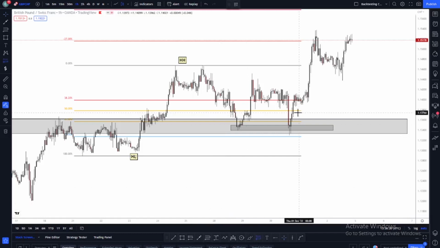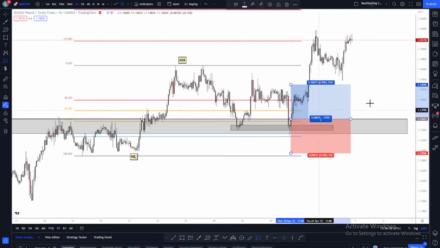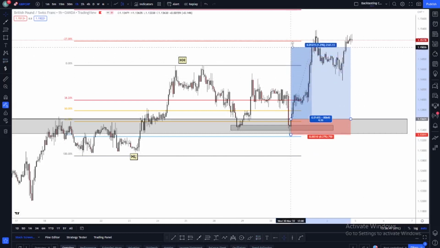So I went in for a buy after price closed bullish. I placed my stop loss here, my take profit at the 27 extension Fibonacci level. Do you get it? That's what I did. Okay, so this was actually my first entry.